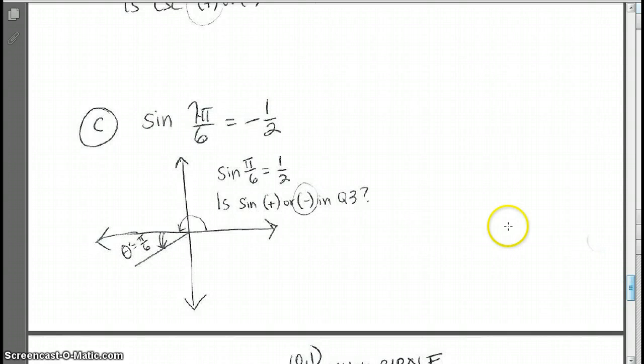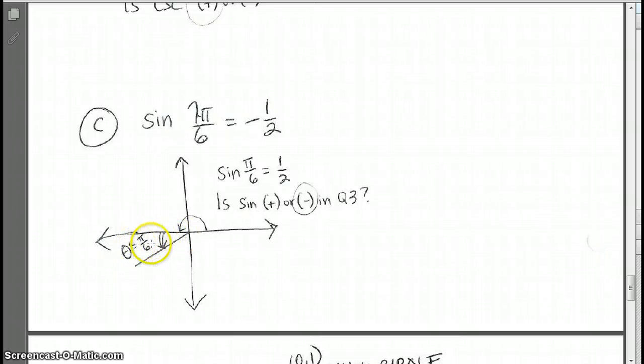The sine of 7 pi over 6. Okay, well, 7 pi over 6. 6 goes into 7 once. That leaves me 1 pi, and then I'd have pi over 6 left over. So I'm going to go 1 pi, pi over 6 left over. Drops me into quadrant 3 with a reference angle of pi over 6. Because all you're doing is taking 7 pi over 6 minus pi to figure out that reference angle.